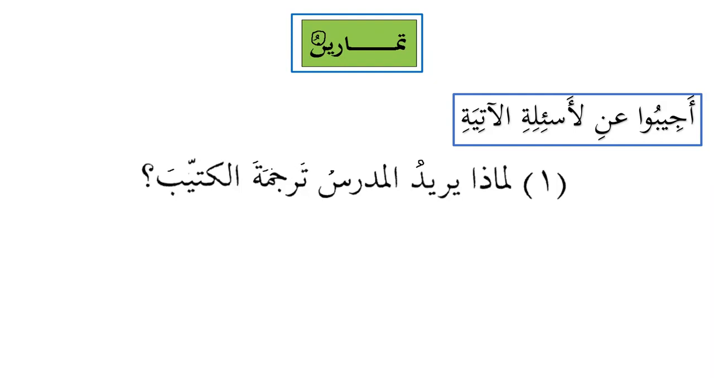Tarjama. Yes, tarjamata. And why is tarjama mansub? Because yuridu, as we know, requires an object, and it basically requires two objects sometimes as well. So here we can see that al-mudarrisu is the fa'il and tarjama is maf'ul bihi, and tarjamat al-kutayyib is mudaf ilayh.